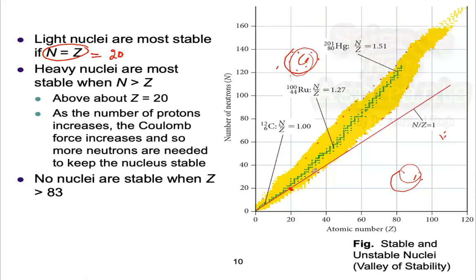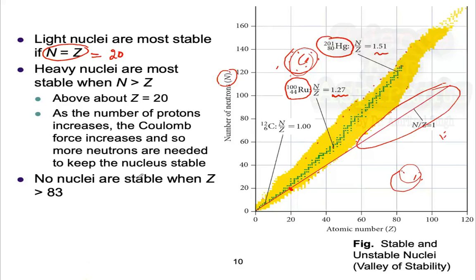Now, as we increase the atomic number, you will see that rather than following this N over Z equal to 1 ratio, this stability belt is slightly tilted toward the neutron side, where the neutron number is more as compared to the proton number. Similarly, if you check for rubidium, the N over Z ratio is around 1.27. And if you check for mercury, the neutron to proton ratio is almost 1.5 times greater as compared to this.